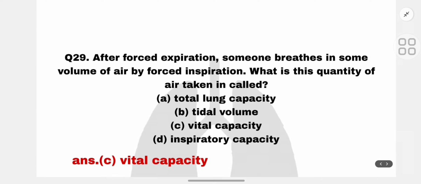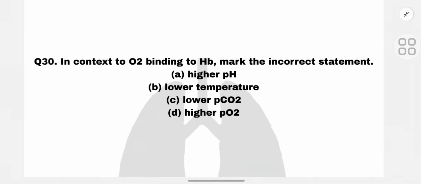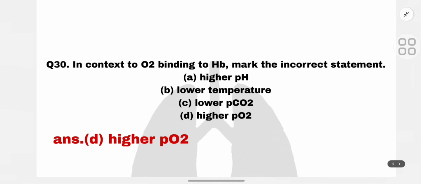Vital capacity. So the next question is, in context to oxygen binding to hemoglobin, mark the incorrect statement. A. Higher pH. B. Lower temperature. C. Lower PCO2. D. Higher PO2. So the correct answer is D.